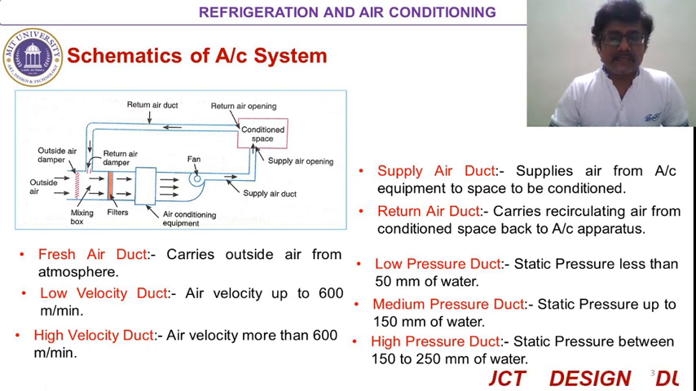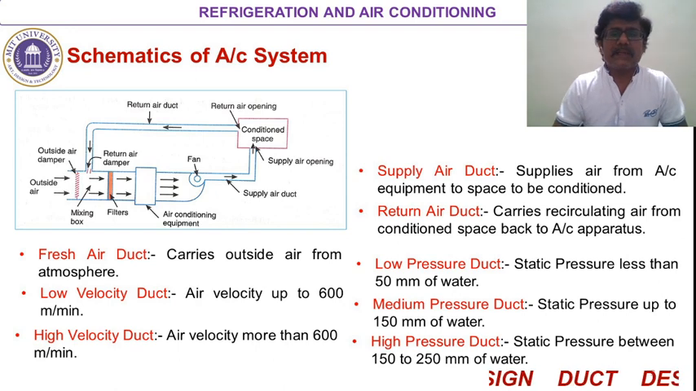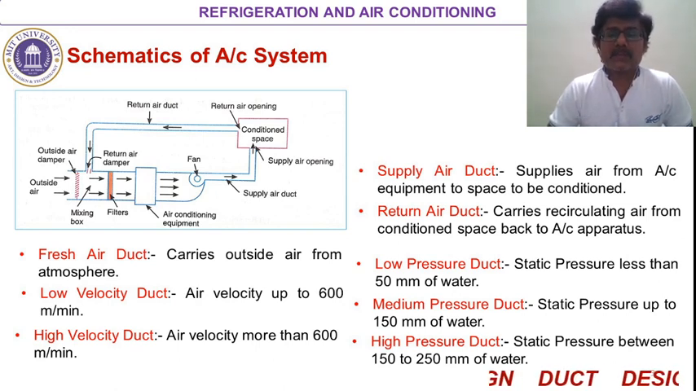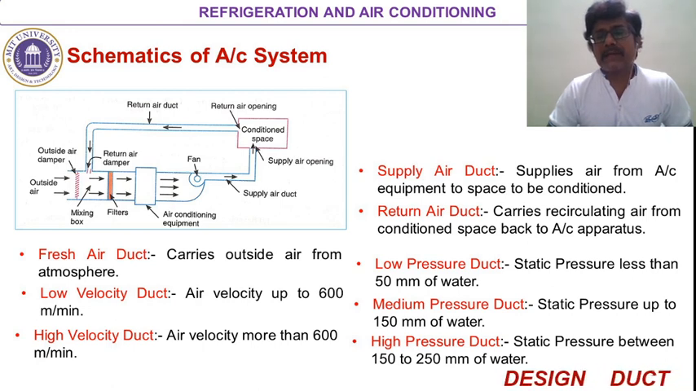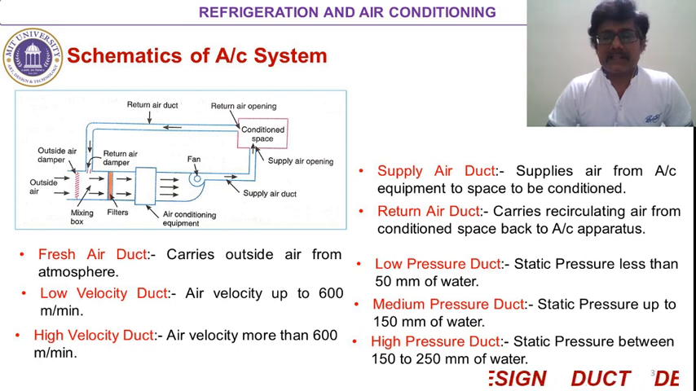If we look at the different ducts which can be identified in such an air conditioning system, they can be listed as the fresh air duct. As the name indicates, the fresh air means the outdoor, atmospheric air, which must be taken from the surroundings. The duct which carries this fresh air is called the fresh air duct. Why is the fresh air required? The fresh air is required because we need to maintain a sufficient level of oxygen in the air which needs to be admitted into the air conditioned space.